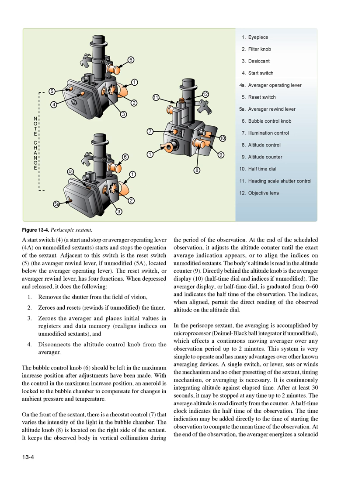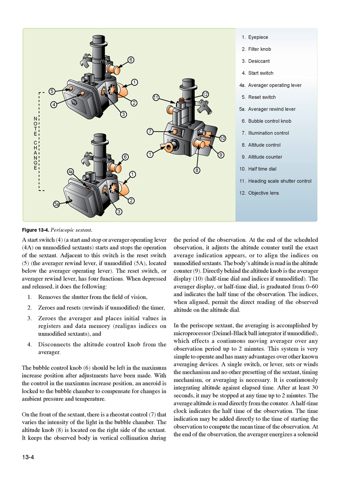When depressed and released, it does the following: 1. Removes the shutter from the field of vision. 2. Zeros and resets, rewinds if unmodified, the timer. 3. Zeros the averager and places initial values in registers in data memory, realigns indices on unmodified sextants, and 4. Disconnects the altitude control knob from the averager.